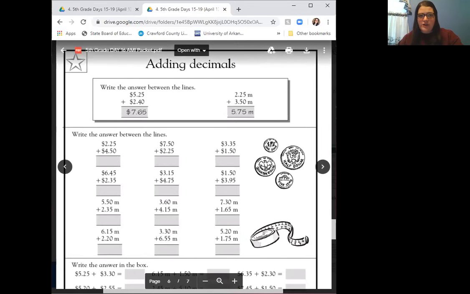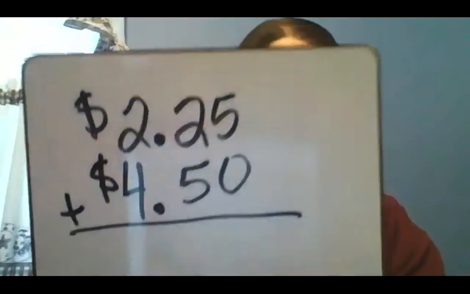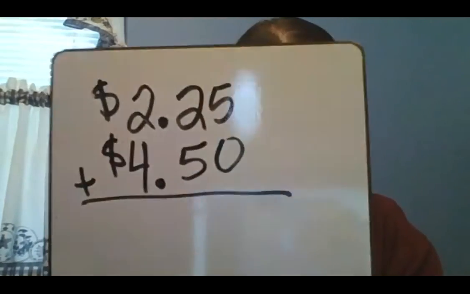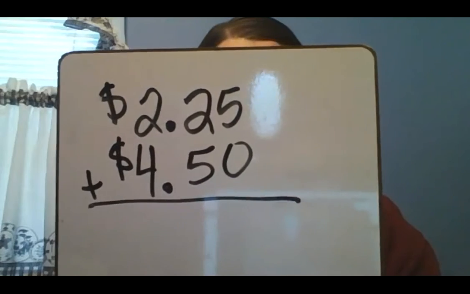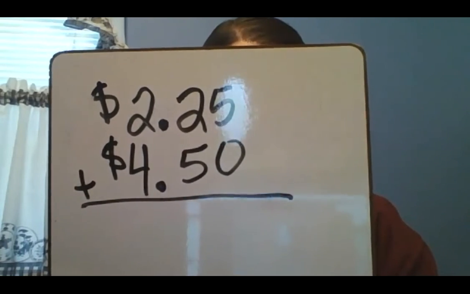So I'm going to switch over to me. What I did was I lined up those decimal points, and I'm going to make them a little bigger so you can see. I lined up my decimal points so that my place values are lined up, because when you line up the decimal points, your place values are lined up. All I did was start by writing out my problem, lining up my decimal points. And then all you have to do is add like normal.